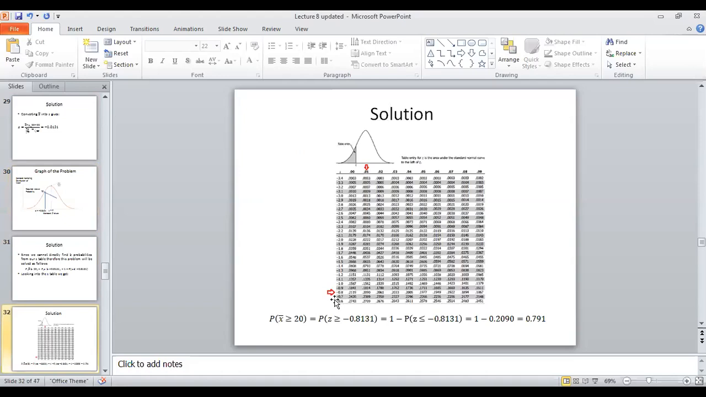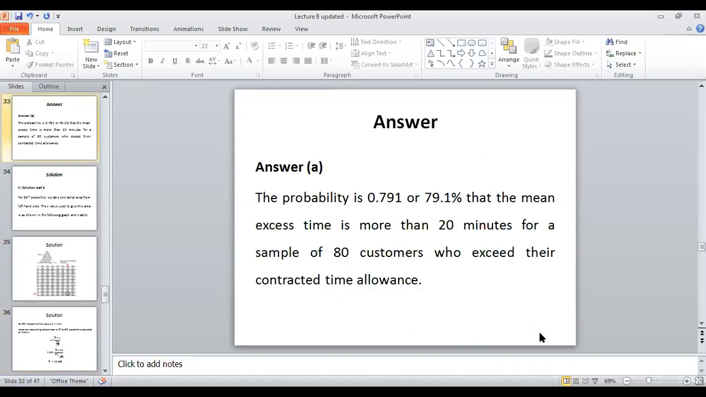So looking at the z table for minus 0.8131, we will get something like this. Over here we have minus 0.8 as you can see from the red arrow, and 0.01 on the column as you can see from the red arrow, and the intersection of this row with the column gives a value which is 0.2090. So this 0.2090 or 20.90% probability is for the probability of z less than or equal to minus 0.8131. When we subtract this answer from 1, we get a value which is 0.791 or 79.1%. So the answer can be put this way: the probability is 79.1% that the mean access time is more than 20 minutes for a sample of 80 customers who have exceeded their contracted time allowance.